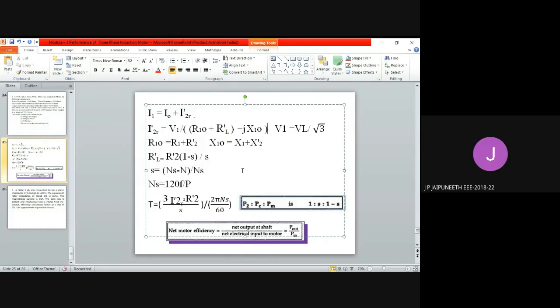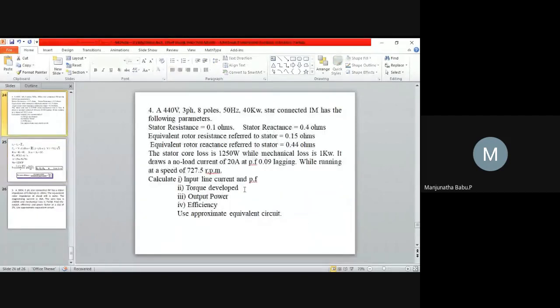Cos of 29.01 is 0.87, so 0.87 lagging. Since we are getting the angle as negative, it will be lagging. Next we have to find the torque developed. To find the torque developed, we can go for this formula.